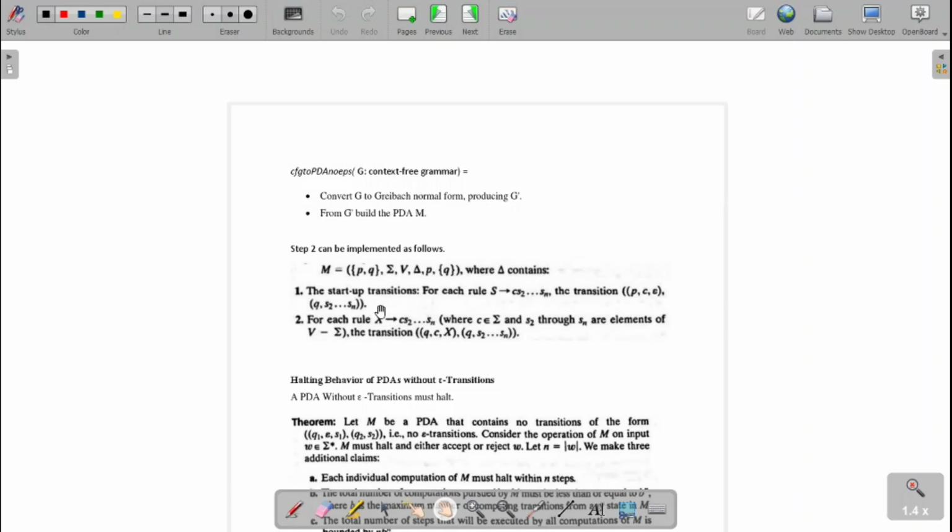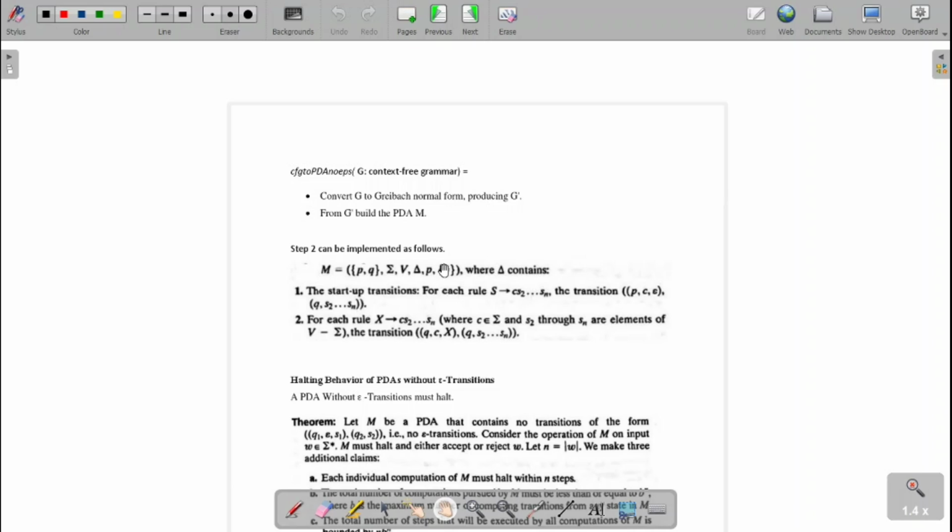Right? So to start our transitions, we can have the rule C derives a small c followed by S1, S2, S3 up till Sn. The transition will be (P, c, epsilon). We will make the transition to Q, and S1 to Sn we are going to push onto the stack.